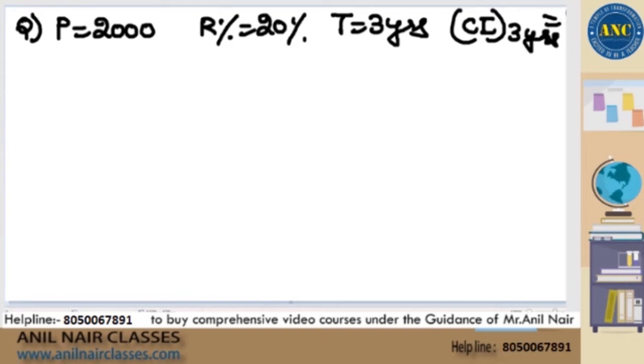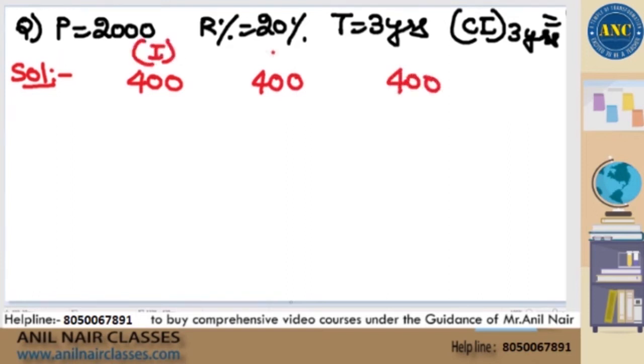Again listen, sir. One more example I am solving. P is 2000. R is 20%. Time period is 3 years. What is the compound interest for 3 years? Again logic. First one, 20% of 2000. 1 by 5 into 2000, it is 400. First year 400. Second year 400. Third year 400.